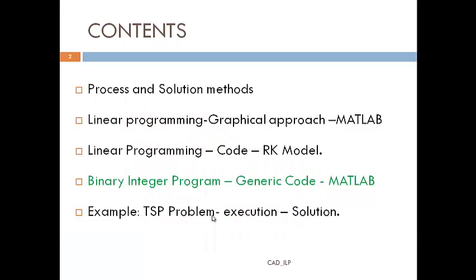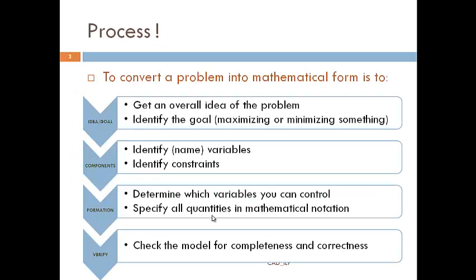Now we are going to see the process and solution methods for integer linear programming and linear programming, and the corresponding graphical approach in Matlab, and the code for generic linear programming, and the example will be a famous RK model. And we will also see binary integer linear programming and its generic code in Matlab. At last we will take a traveling salesman problem, code it, execute it and obtain the solution.